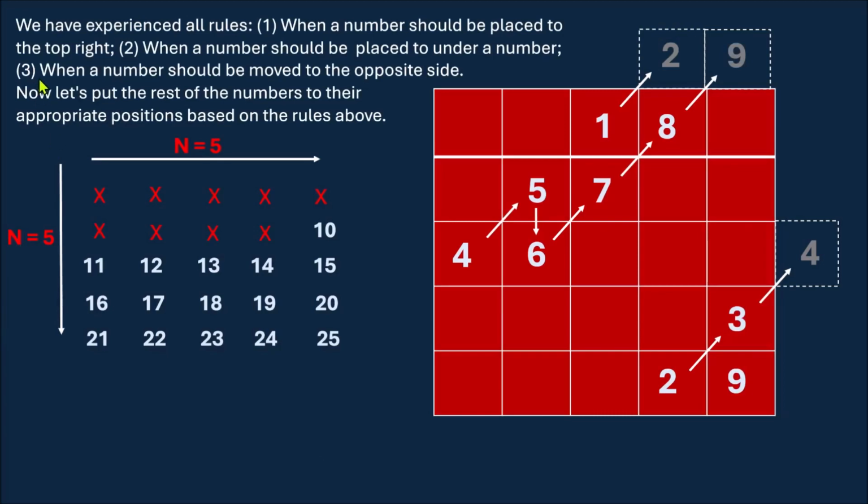Okay, we have experienced all rules. Namely, one, when a number should be placed to the top right. Two, when a number should be placed under the last number, for example, like this. And three, when a number should be moved to the opposite side, just like 9, or just like 2, or just like 4. Now, let's put the rest of the numbers in their appropriate positions based on the rules above.